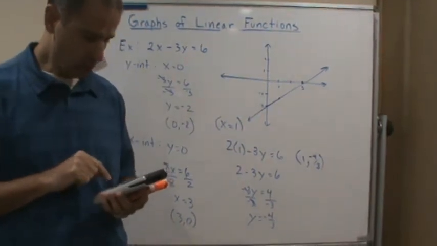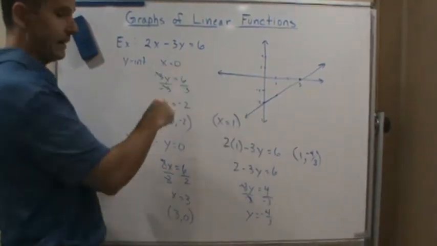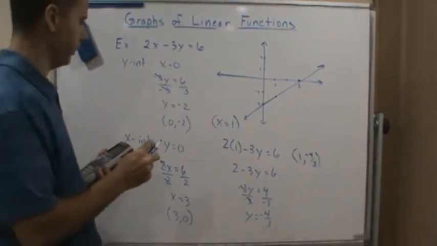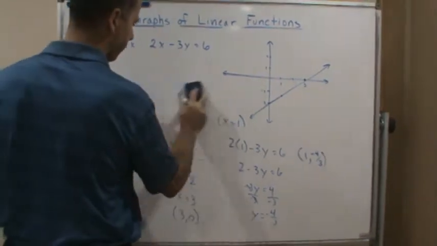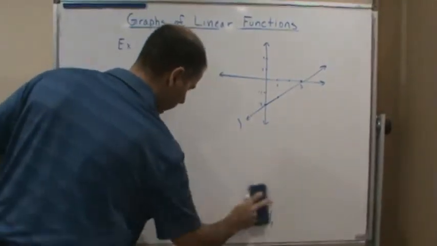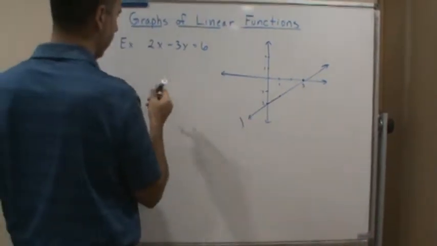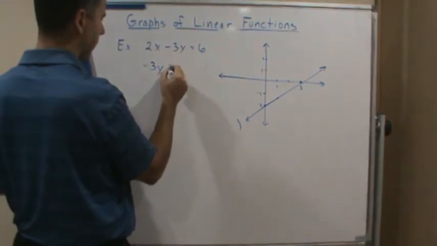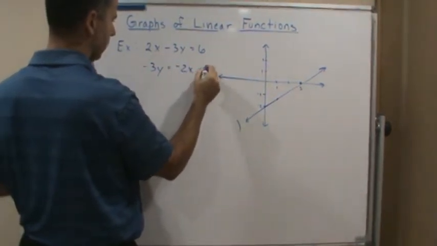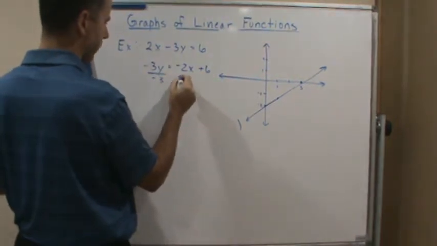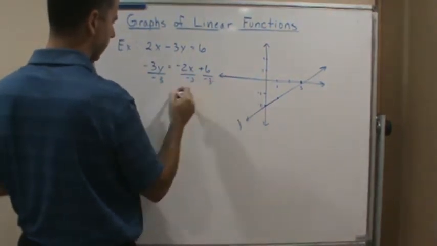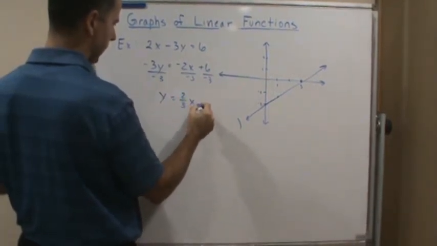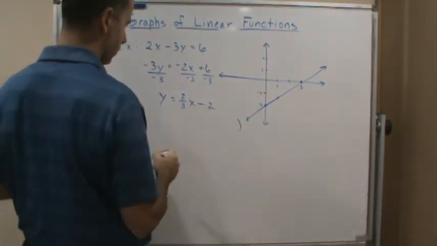The first thing we need to do is write this in y-intercept form, because in order to put it in your calculator it has to be in that form. So if we do this, we get negative 3y is equal to negative 2x plus 6. And if I divide everything by negative 3, I get y equals 2/3 x minus 2.